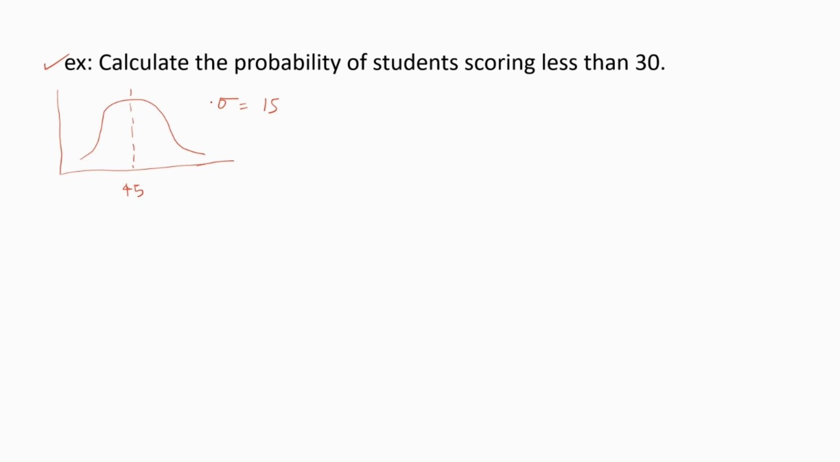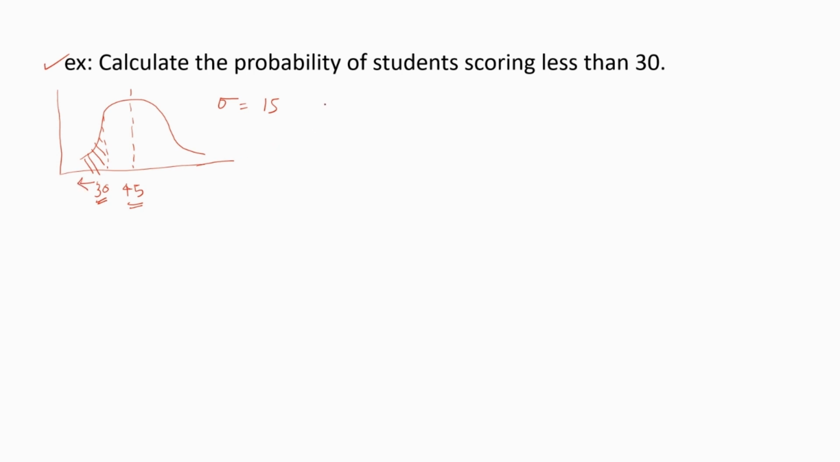And they are asking the probability of students scoring less than 30. So 30 is around here, because 30 is less than 45. It should be around here. So they are asking less than 30, which means this area. I hope this is clear. They are asking the probability of less than 30. 30 is here. So less than 30 will be the area to this side.